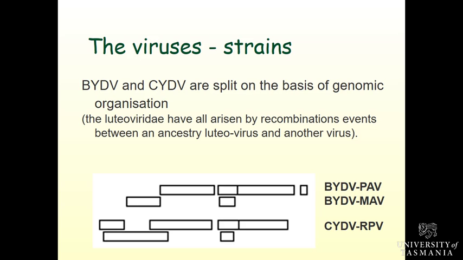And this bit here is the bit that recognises the aphid. It's important for transmission. This bit here helps it move in and out of the companion cells. So it's a movement protein. So that was the basic structure they all knew.